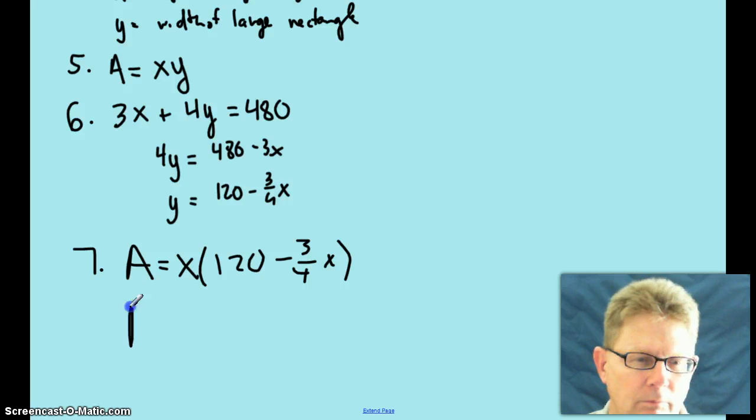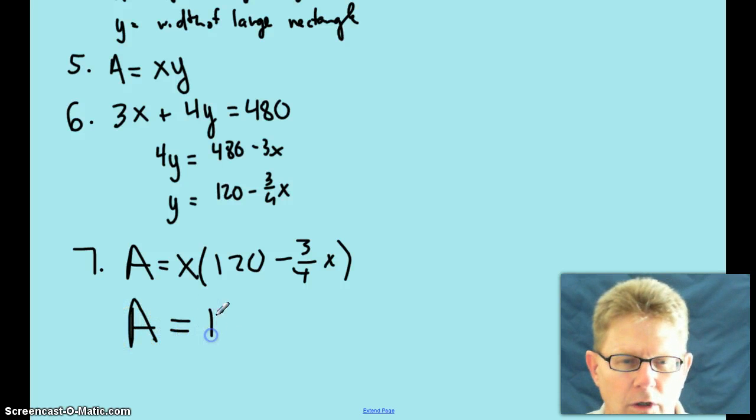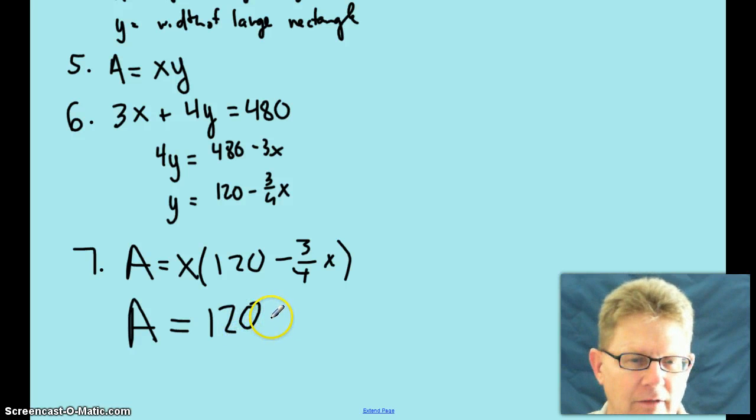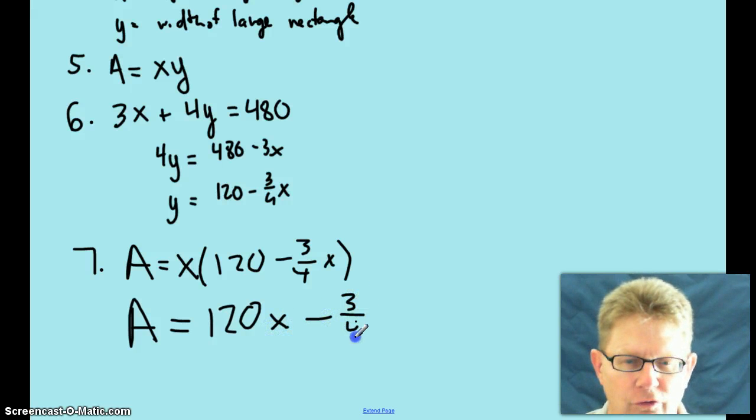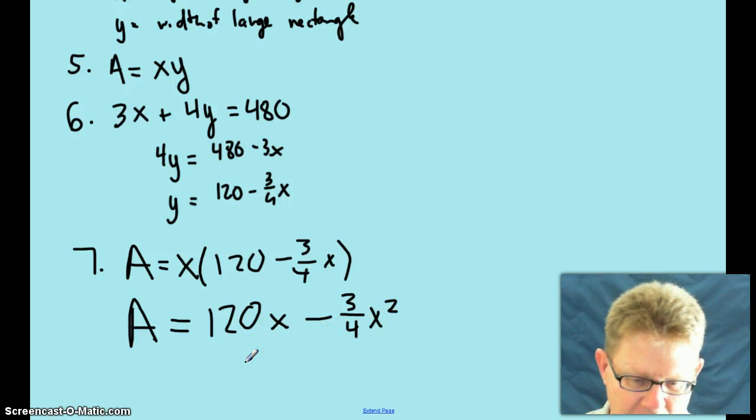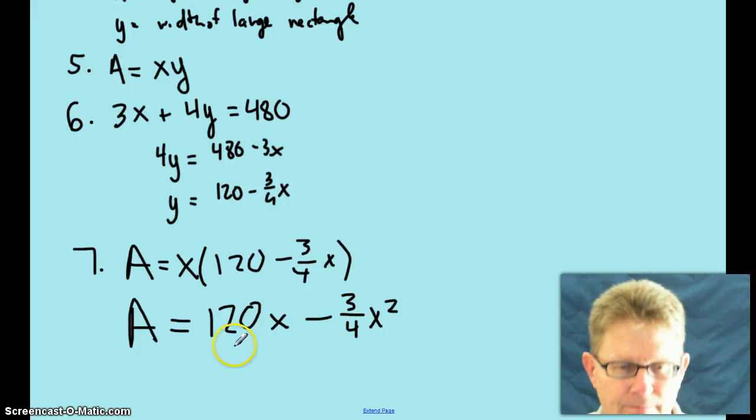So area equals 120x minus 3/4 x squared. Sorry about the bad writing. My stylus is not working anymore, so I can't use the slate right now. Alright. Now we're ready to look at number 8, determine the domain.